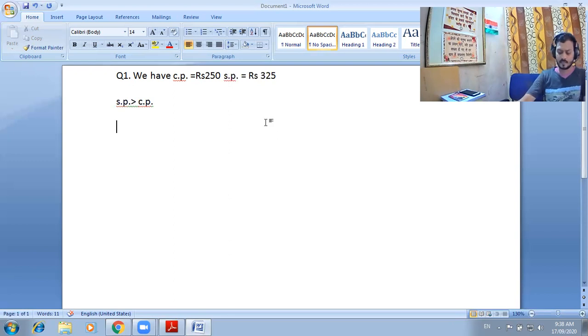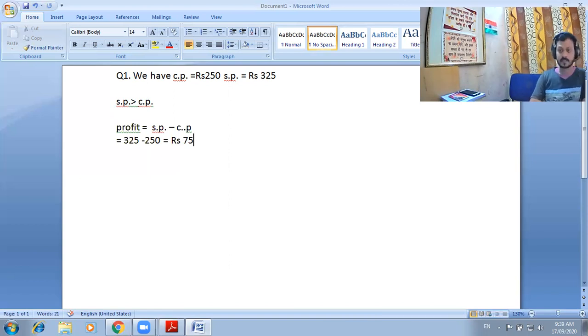So, the profit. What is the formula for profit? Profit equal to SP minus CP. What is the value of SP? SP equal to 325 and the value of CP is equal to 250, and after simplification the answer becomes rupees 75. So the profit is equal to 75 rupees.